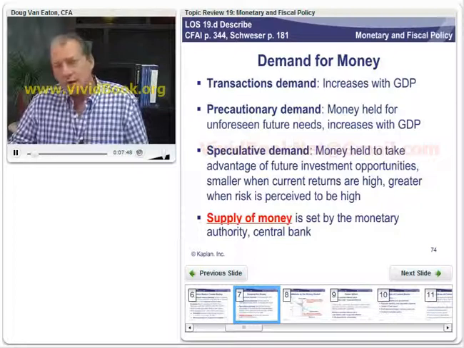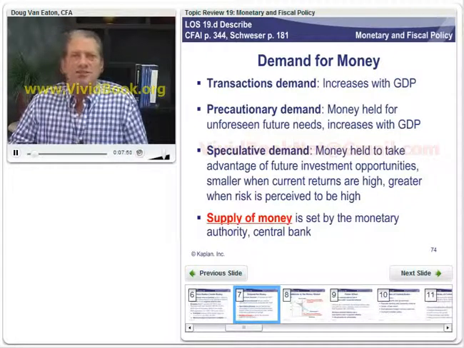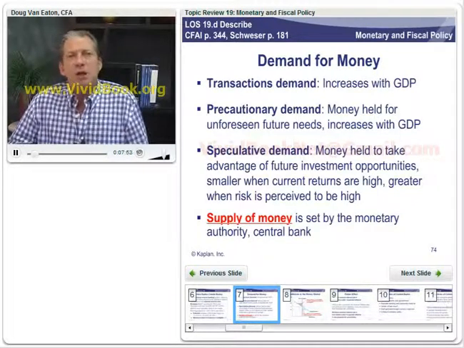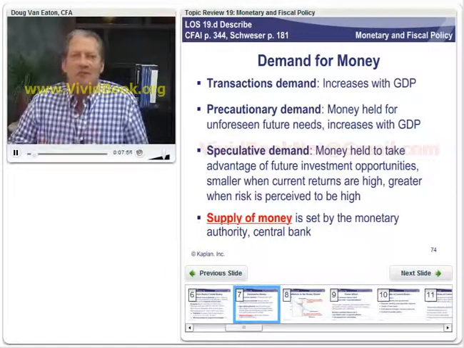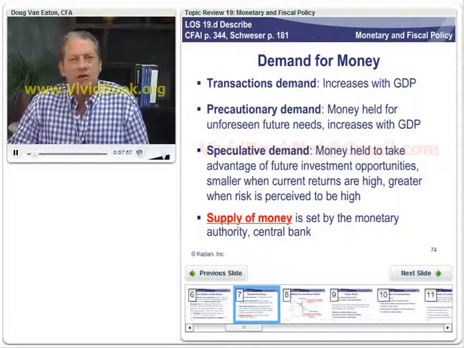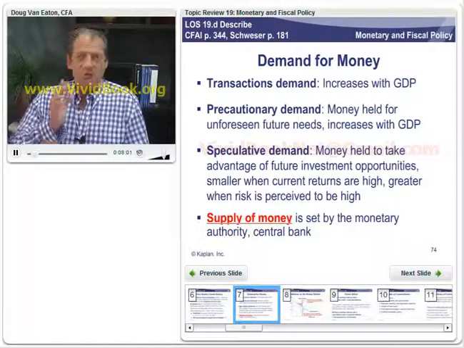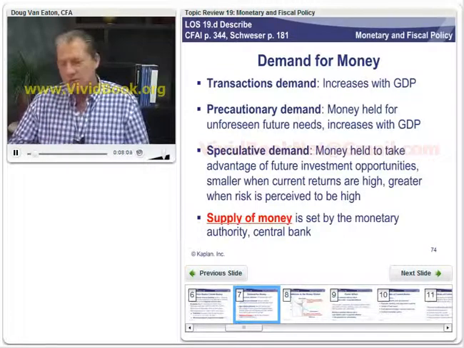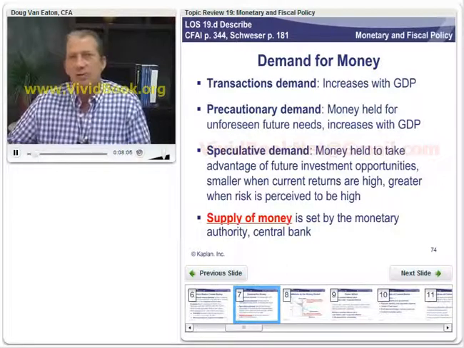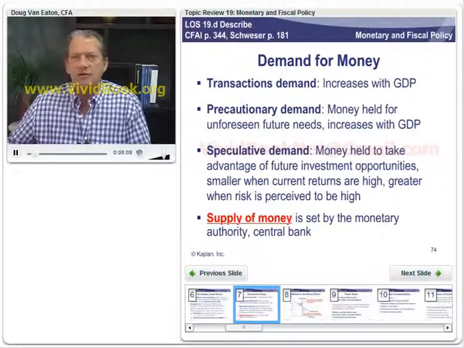Now, on the other side of demand for money is the supply of money, and we're going to treat this as being set by the monetary authority, the central bank. We usually draw it as a vertical line, right? A fixed supply determined by the monetary authority. So that's what we'll be using in our analysis here.